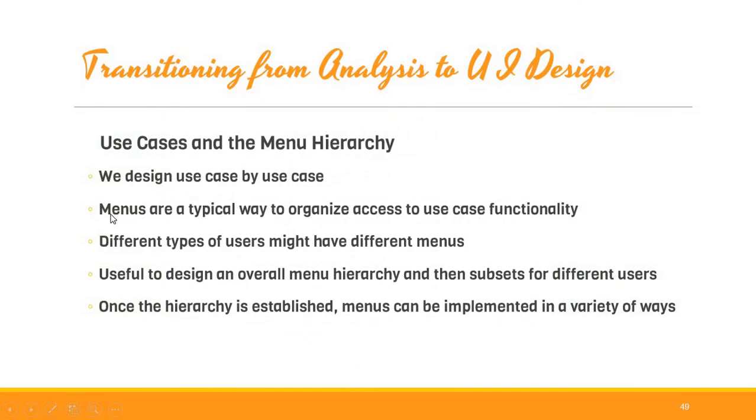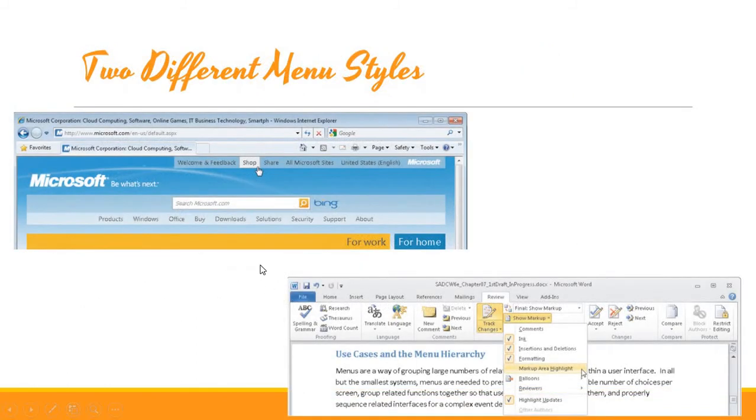Menus provide the mechanisms first to organize use cases and second to invoke a particular use case or user dialogue. In all but the smallest systems, menus are needed to present the user with a number of choices per screen, to group related functions together so users can more easily locate them, and to properly sequence related forms to handle complex procedures. So these figures here show two different menu styles.